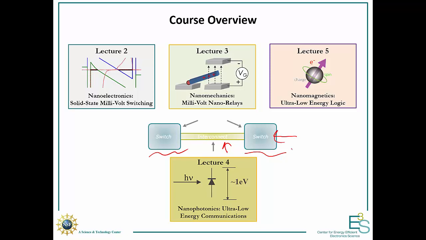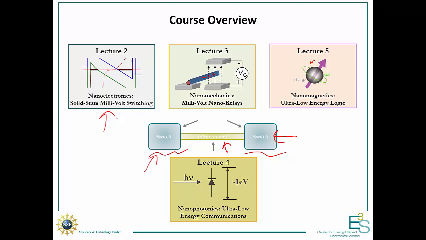In the second lecture, I'm going to talk about one approach for replacing the switch called a tunneling field effect transistor. The idea here is that we're going to change how the switch operates from being thermally excited over a barrier to tunneling through a barrier.